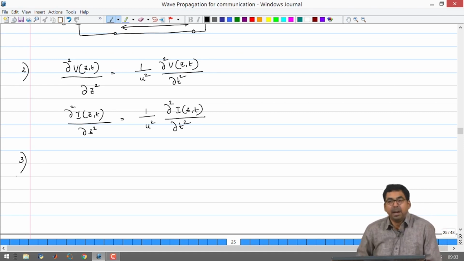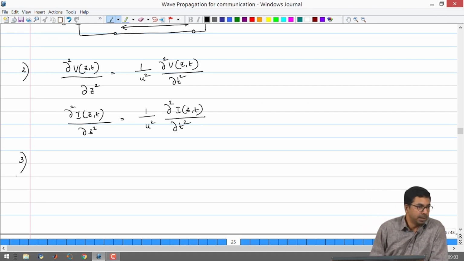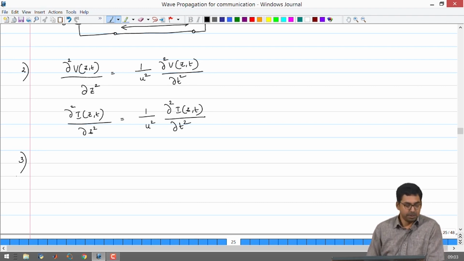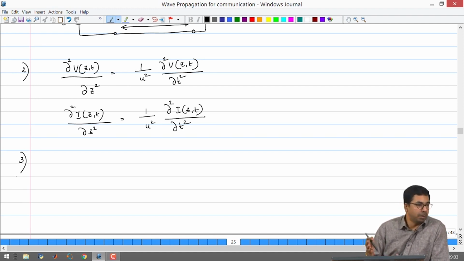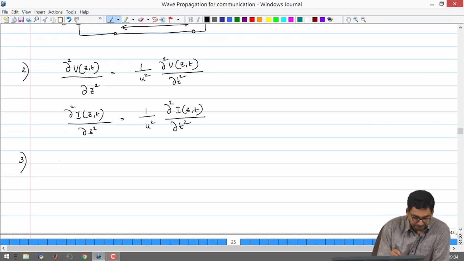The previous time we had written some general solutions which were very simple and straightforward to understand. It was of the form function of t minus z by u and function of t plus z by u. Here we are just going to assume that our source is sinusoidal in nature. So, the general forms will have a slightly different format than what we saw before, but they will still be functions of t minus z by u and t plus z by u. I will start with the general solution for the voltage.